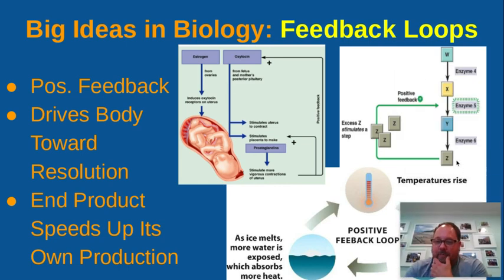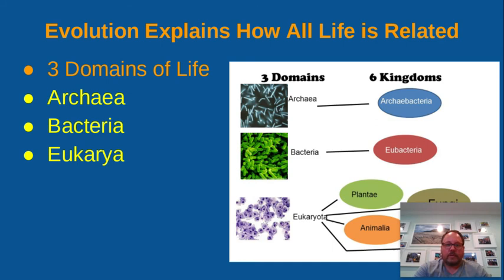Here in this last example, this is just a generic model. We have protein W converted to protein X, converted to protein Y, converted to protein Z. Well, Z will actually alter the shape of enzyme 5 to increase production of those proteins. So again, sort of a generic example of positive feedback. All right.